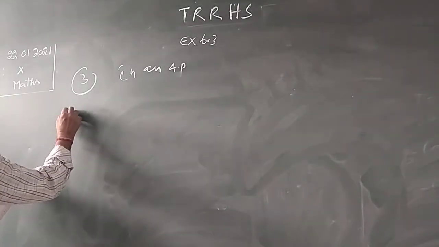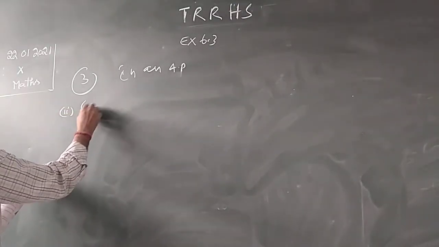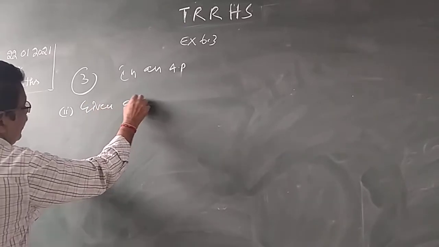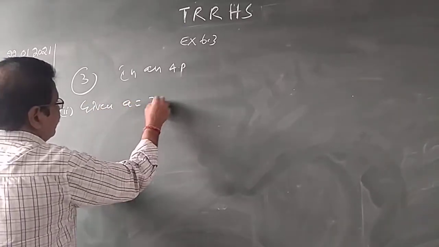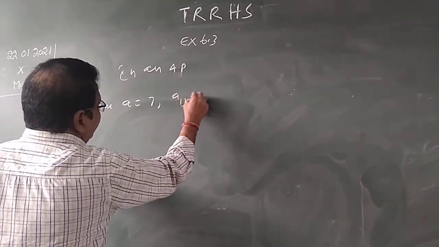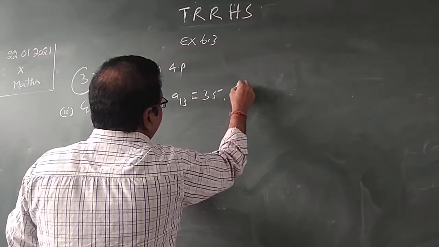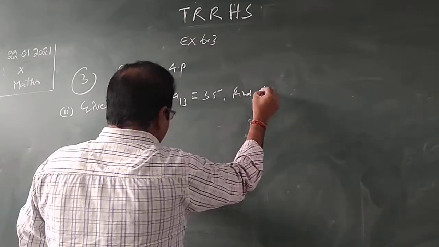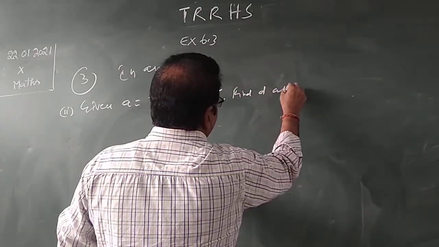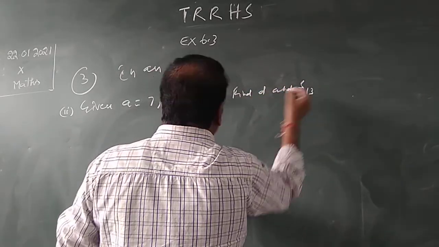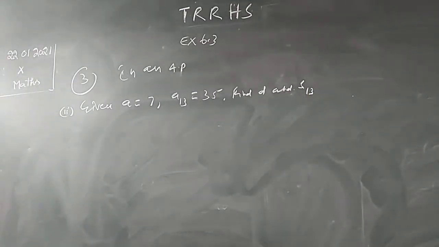In this third bit, given a equal to 7, a13 is equal to 35. Find d and S13. S13 means sum of the 13 terms.